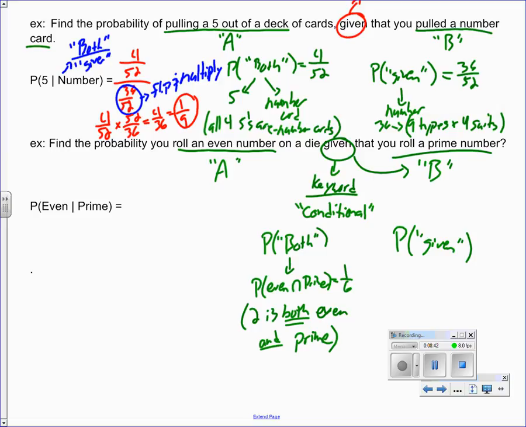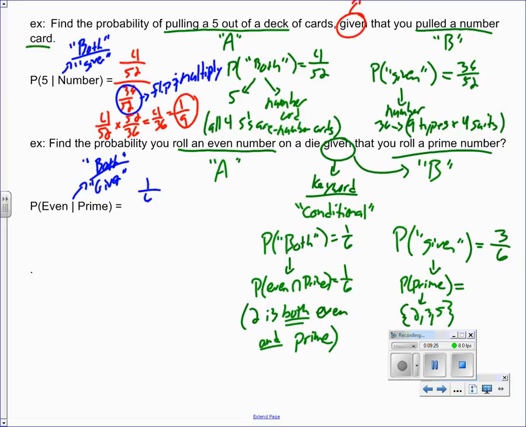Probability of the given event would be 3 out of 6. Right, the given event is probability of a prime number. Right, and we have 3 prime numbers on the die. That's 2, 3, and 5. So it's probability of, again, both over given. So probability for both would be 1 out of 6. Probability for the given would be 3 out of 6.